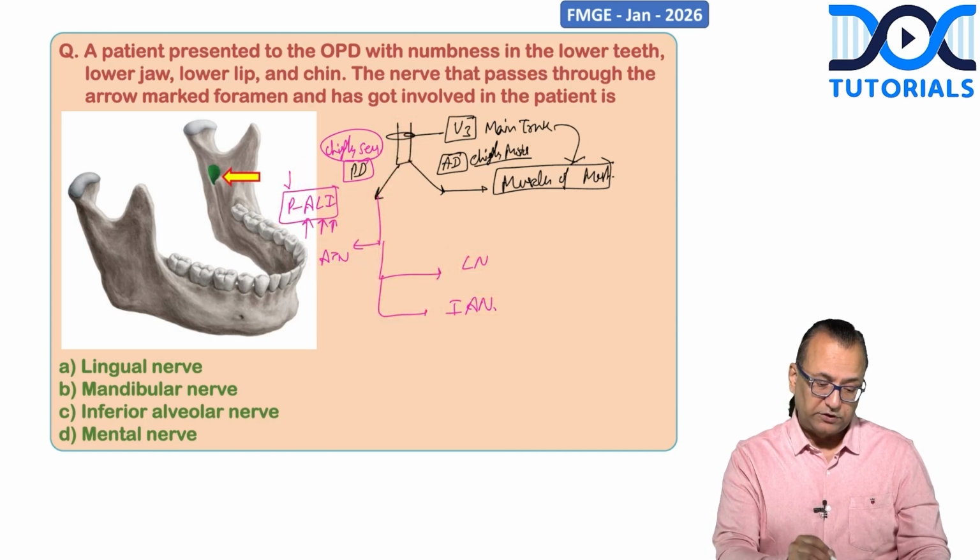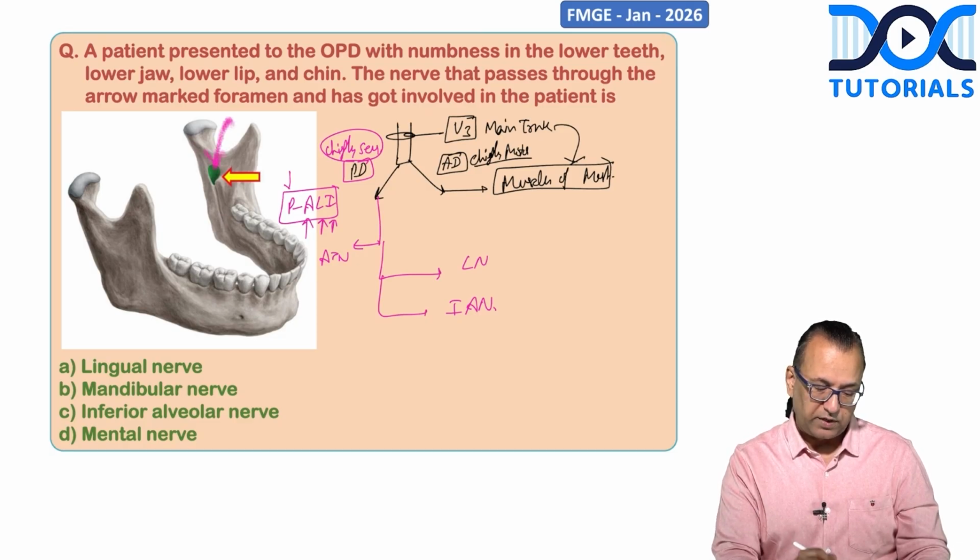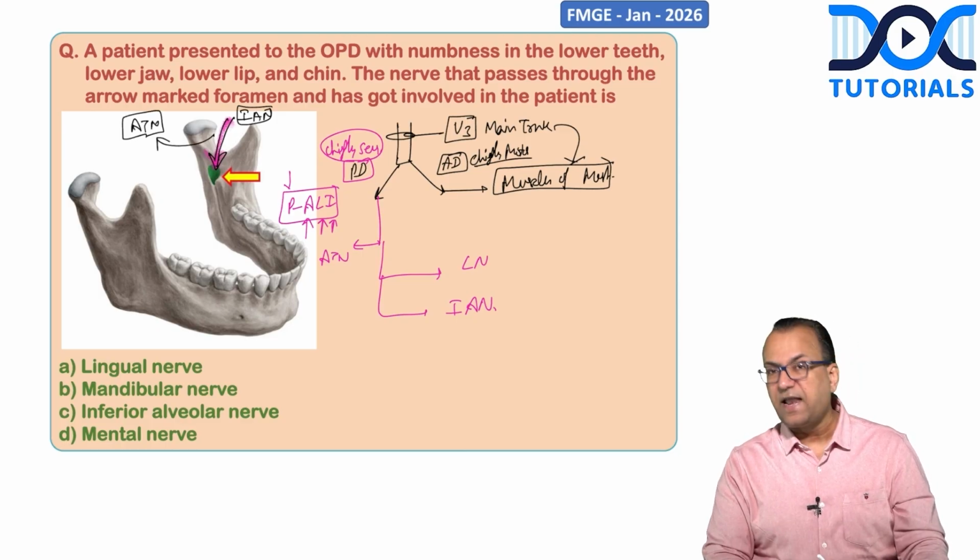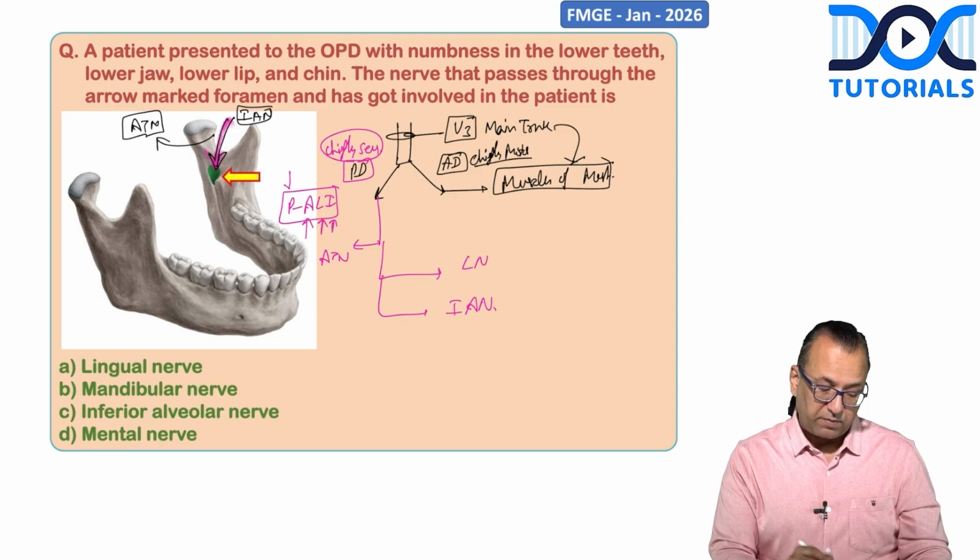So you'll notice now I can draw the nerve itself. The nerve which is going to enter here is going to be the inferior alveolar nerve. Now the inferior alveolar nerve is entering here. What about the auriculotemporal nerve? The auriculotemporal nerve will be somewhere here near the neck of the mandible. And what about the lingual nerve? The lingual nerve will be passing here near the teeth, which I am showing here.